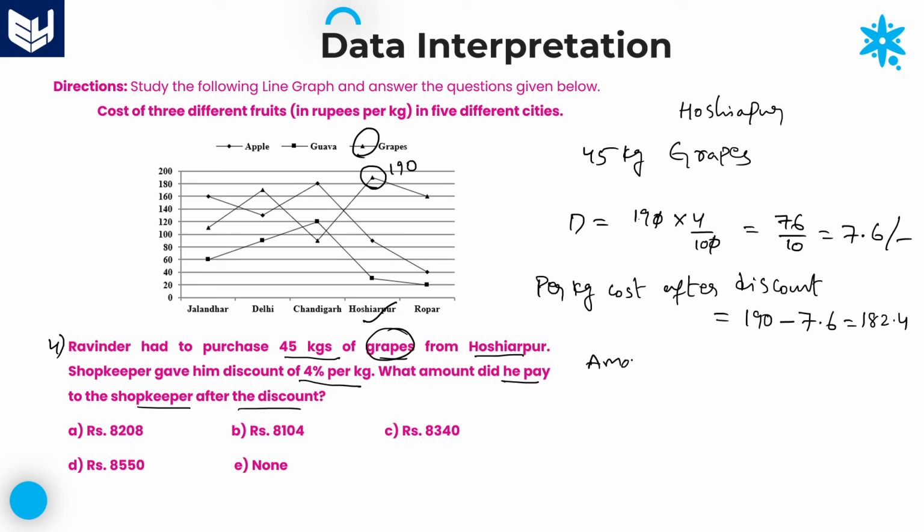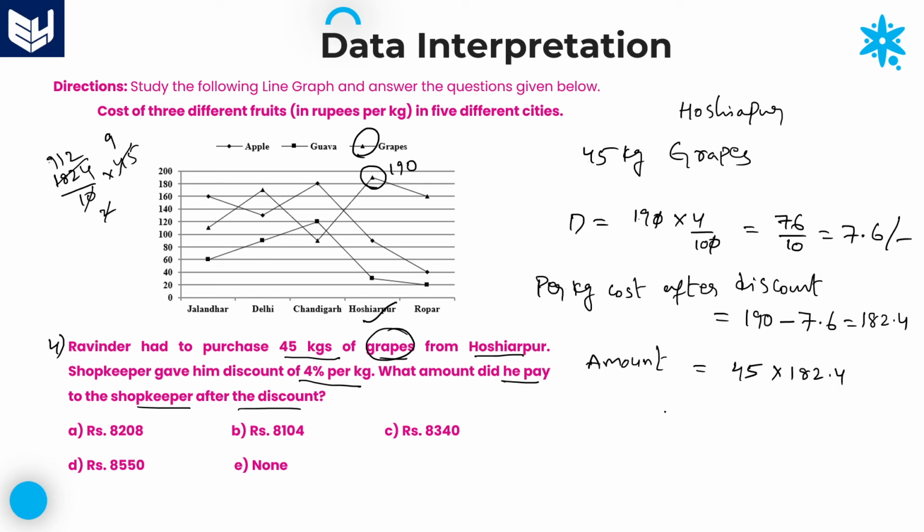Therefore, the amount he needs to pay for 45 kgs of grapes, per kg is 182.4. 45 kgs cost is equal to 45 into 182.4. Now you need to calculate this value. See here, instead of taking 182.4, it is 1824 divided by 10 into 45. You can cancel with 5 table. 5 2s are 10, 5 9s are 45, and next you can cancel with 2 table.